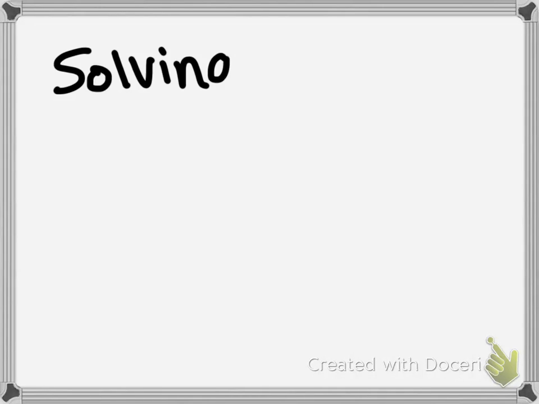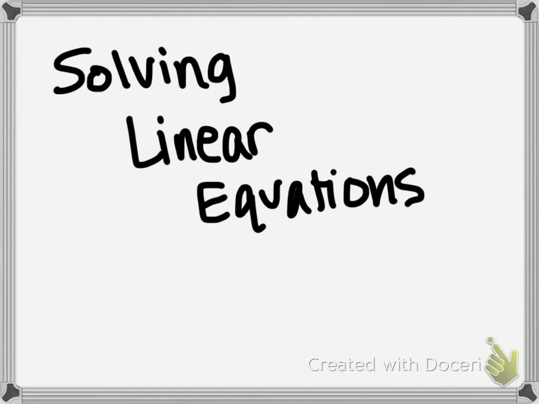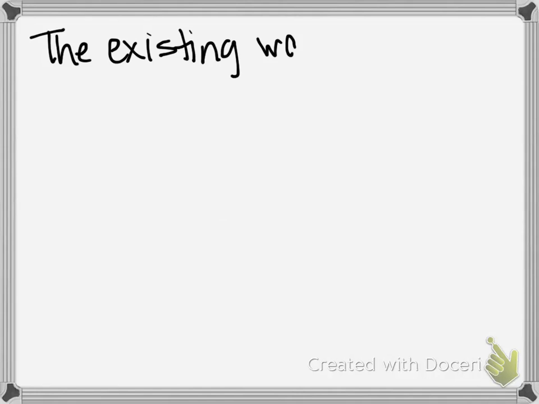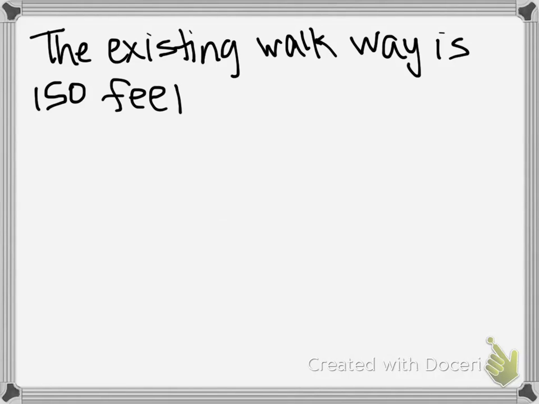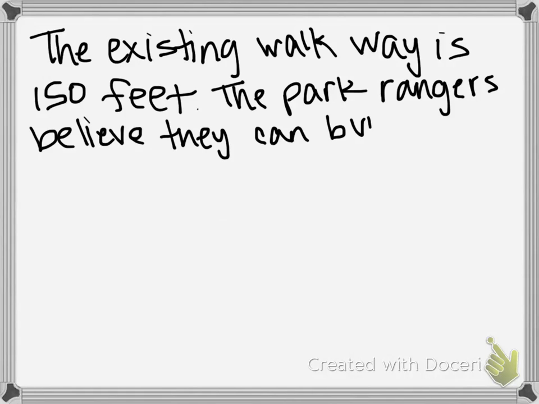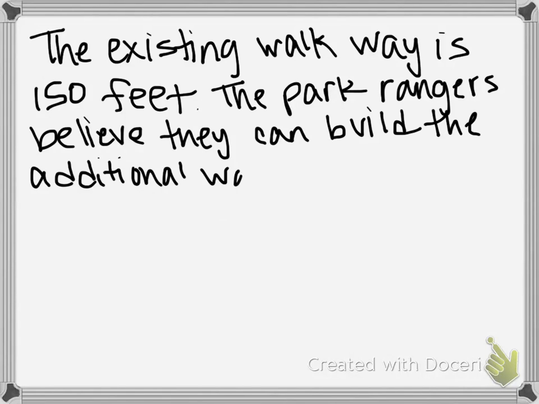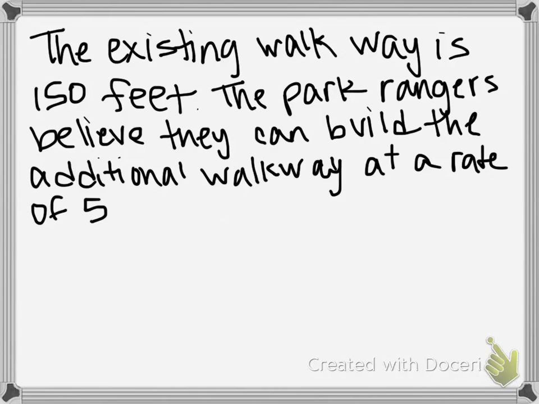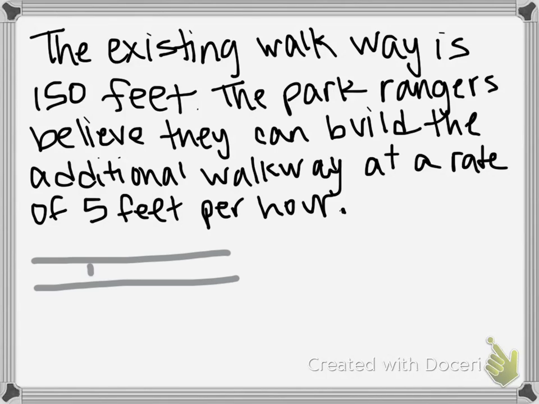Our video for today is going to be solving problems using equations. So our problem for today is the existing walkway is 150 feet. The park rangers believe they can build the additional walkway at a rate of 5 feet per hour. So the first thing we need to do on these is draw a picture.